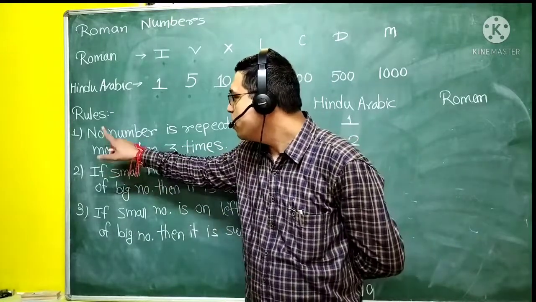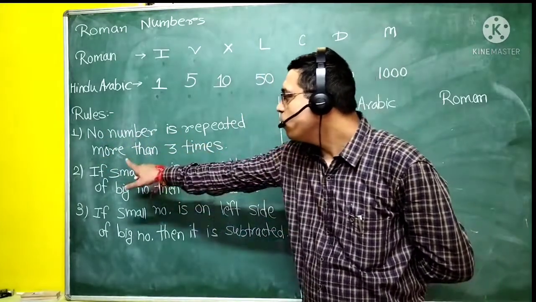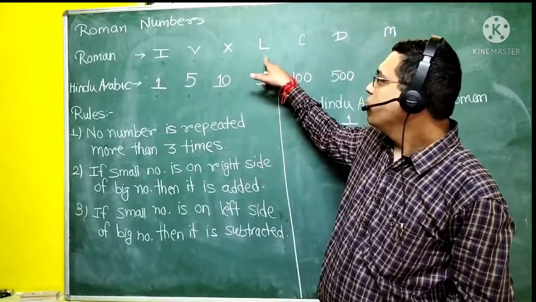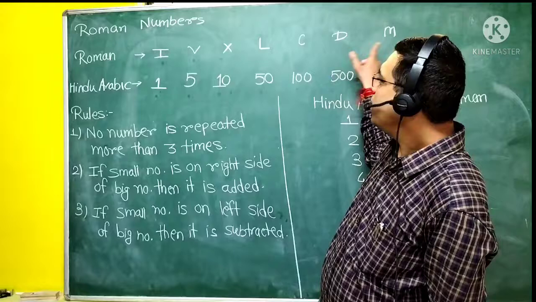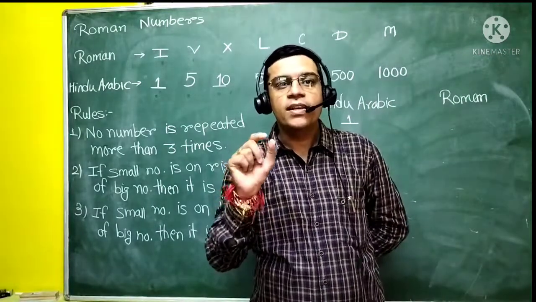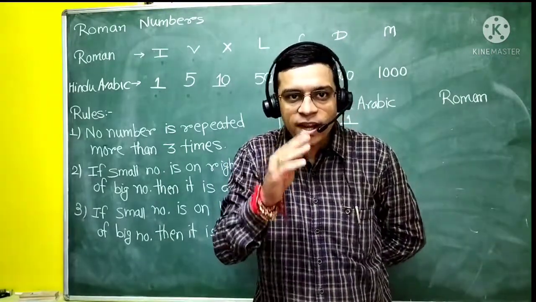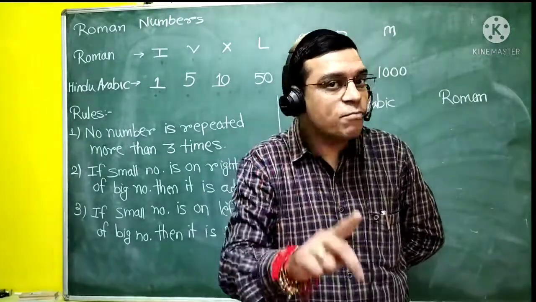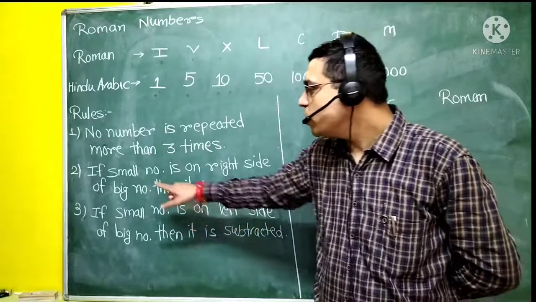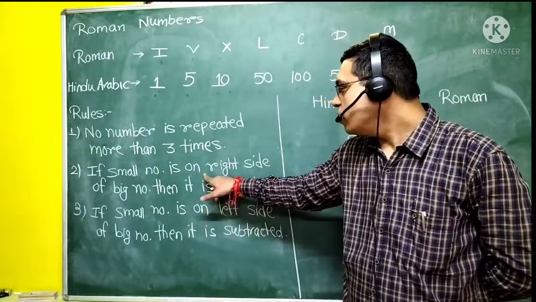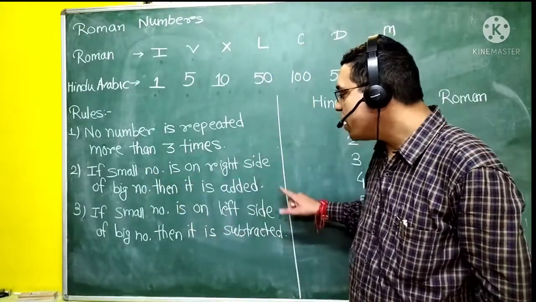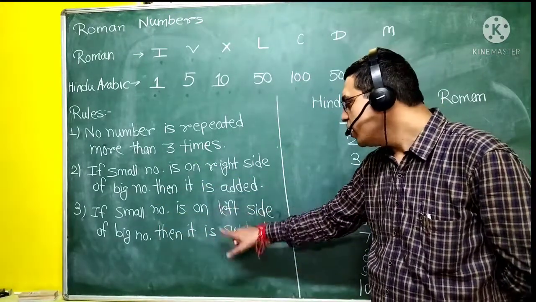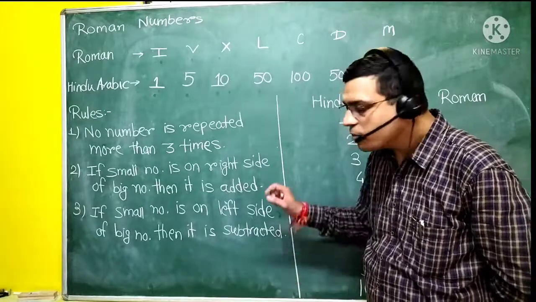The first rule is no number is repeated more than 3 times. ये जो symbols दिख रहे हैं I, V, X, L, C, D, M, none of them is repeated more than 3 times. एक के बाद एक लगातार 3 बार से ज्यादा नहीं लिखना है. That is the first rule, which is very important. And second rule is, if a small number is on right side of big number, then it is added. ये भी मैं आगे समझाऊंगा. And if a small number is on left side of big number, then it is subtracted. कैसे होता है मैं समझाता हूँ अभी.